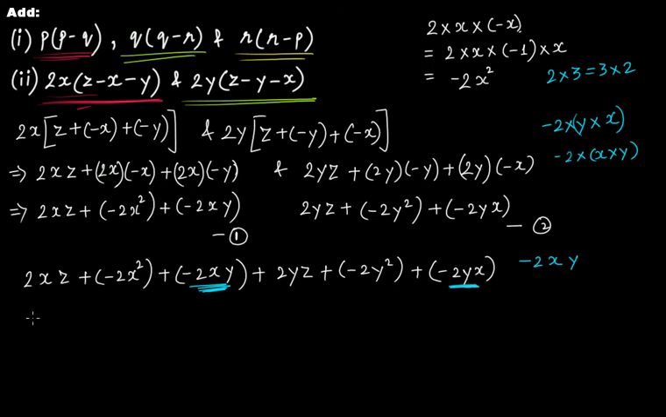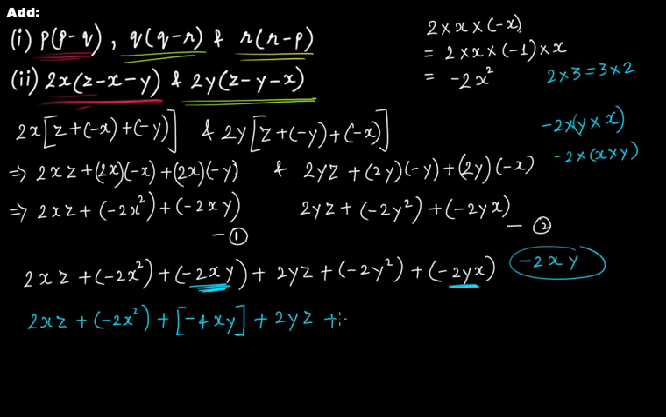Add them together. So here you have 2xz plus minus 2x squared. Now if you add these two together, this is minus 2xy and minus 2xy means minus 4xy, and then we have plus 2yz plus minus 2y squared. Now if you open the bracket, you get 2xz minus 2x squared minus 4xy plus 2yz minus 2y squared. If you want to further rearrange it, write minus 2x squared.